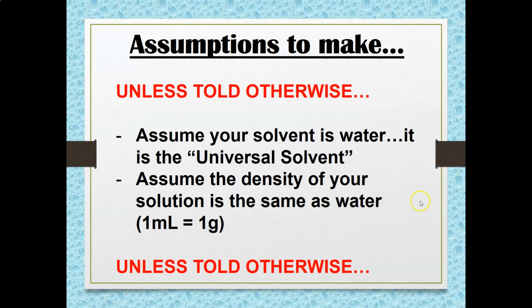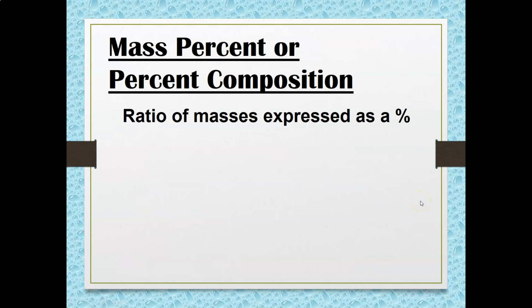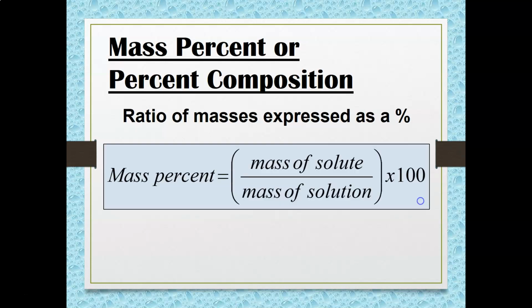So the first one we're going to look at is called mass percent, or percent composition. So it's a ratio of masses, and we express that as a percent. You're going to see that it's going to be the mass of the solute divided by the mass of the solution. And then make sure you times your answer by 100. Sometimes people forget to do that.